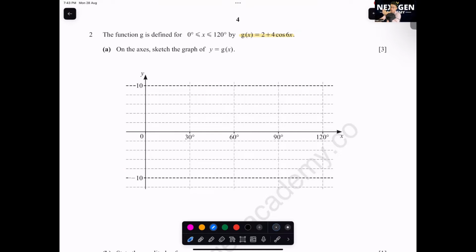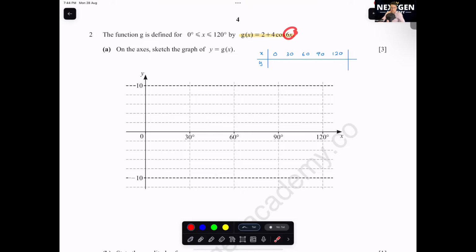There are main points 0, 30, 60, 90, and 120, right? Since they give you the points, you put it on the table like that: 0, 30, 60, 90, 120. Okay, you type these values into the calculator, like that, 2 plus 4. Okay, the easy way to calculate, right?